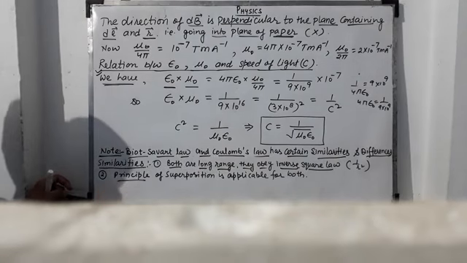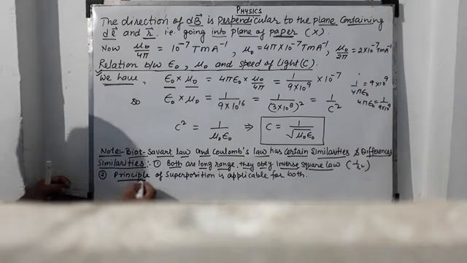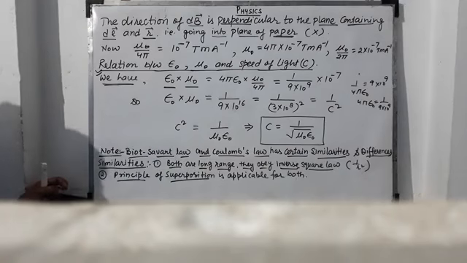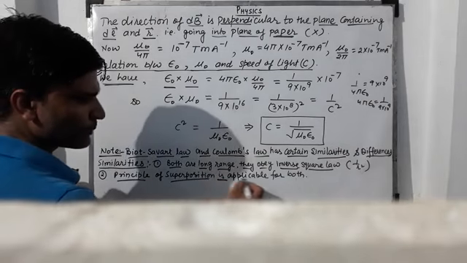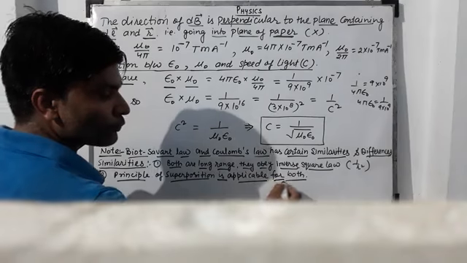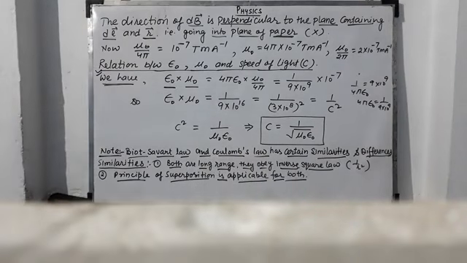And the second similarity between both laws is they obey the principle of superposition. It means vector sum. So the principle of superposition is applicable for both laws. This is the similarity between Biot-Savart law and Coulomb's law.